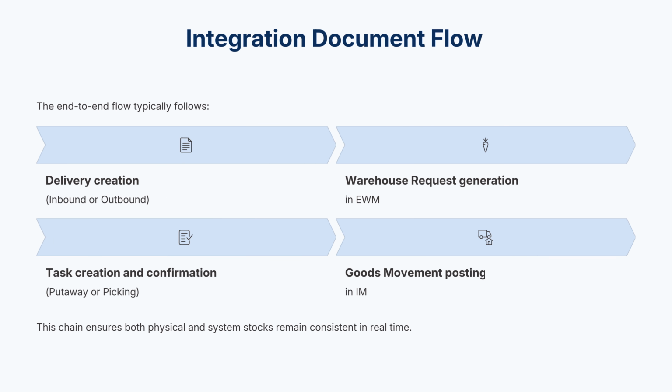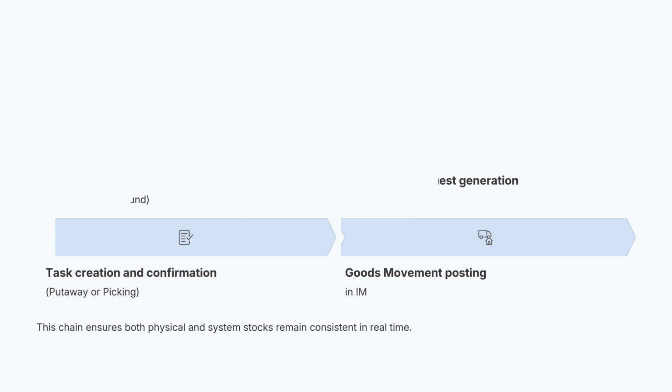Integration document flow. Here's the standard flow. An inbound or outbound delivery in IM creates a warehouse request in EWM, which spawns tasks for putaway or picking. Once confirmed, the goods movement posts in IM. Each step updates quantities, valuations, and statuses simultaneously, ensuring the physical world and the system stay perfectly aligned.